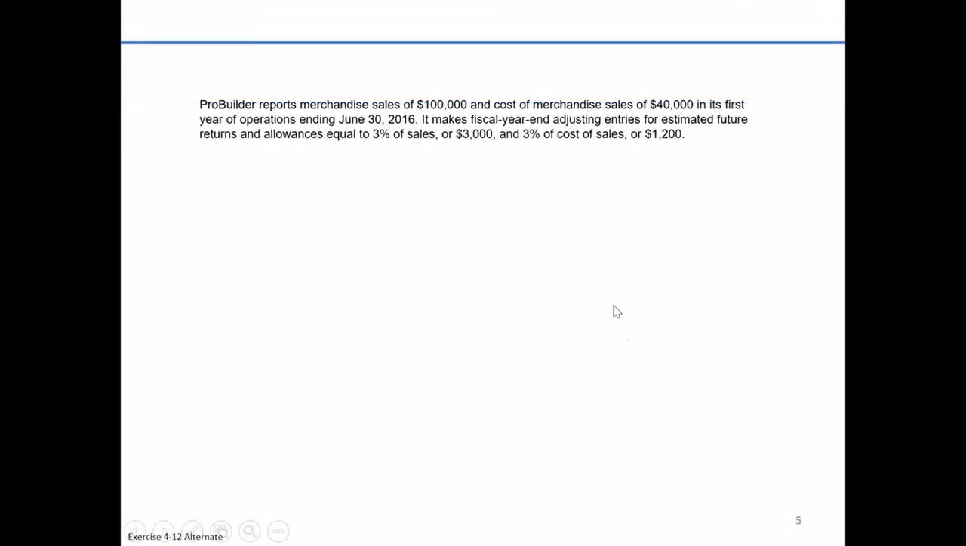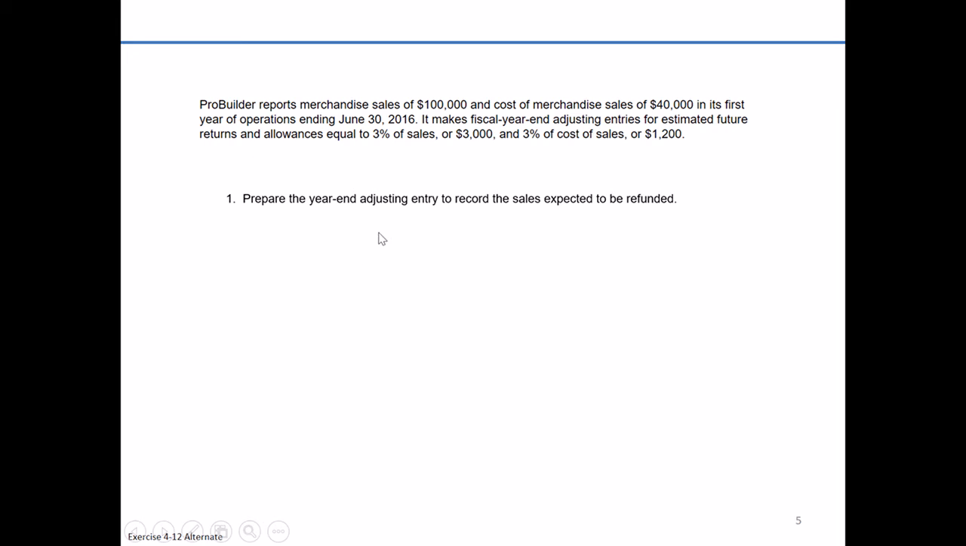In the alternate version of Quick Study 410, we're asked to prepare year-end adjusting entries for estimated future returns and allowances for ProBuilder for its first year of operations ended June 30th, 2016. New recognition policies require us to record these adjusting entries. Now there's going to be two separate sides.